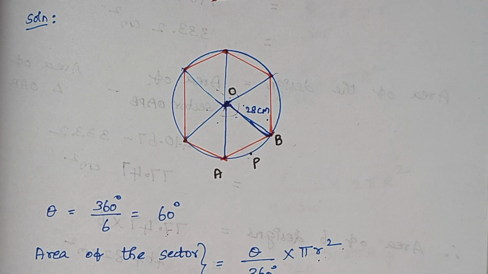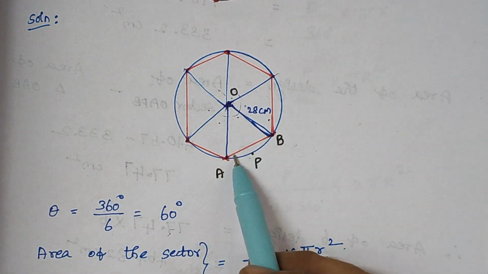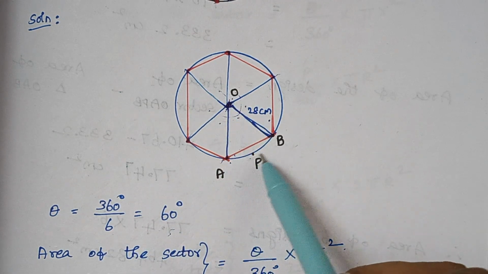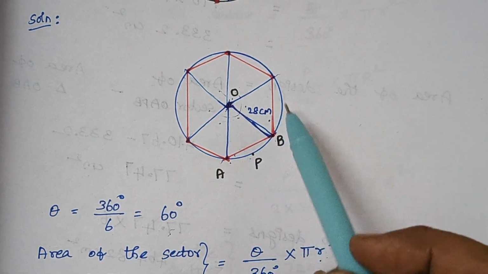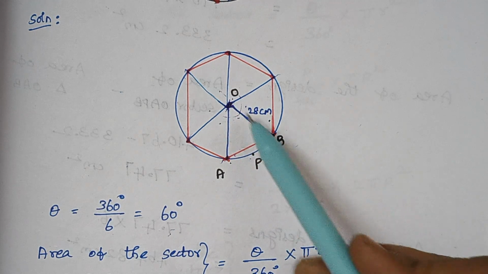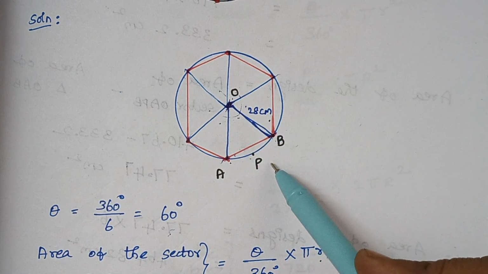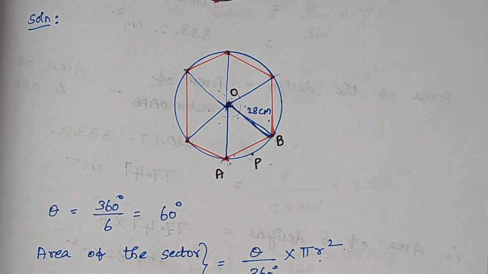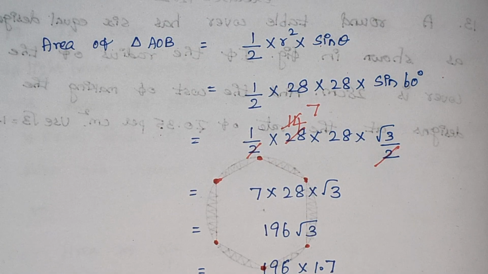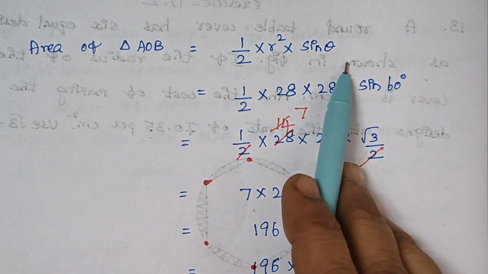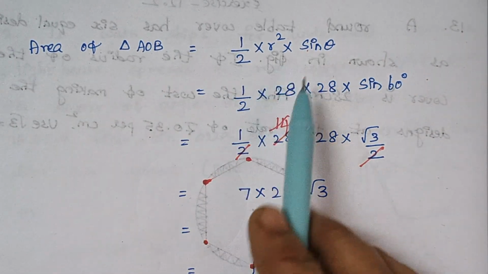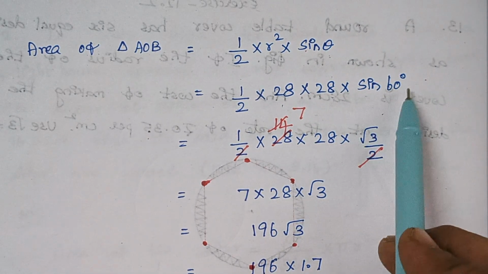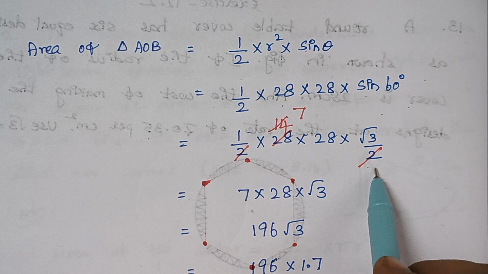So in this problem, I need the area of the design. Initially I am calculating the area of the sector, then I am calculating the area of this triangle, and finally I am going to subtract. So the area of the triangle OAB is given by half r square into sine theta. So 1 by 2 into the value of r is 28 and the value of theta is 60 degrees. And sine 60 is nothing but root 3 by 2.